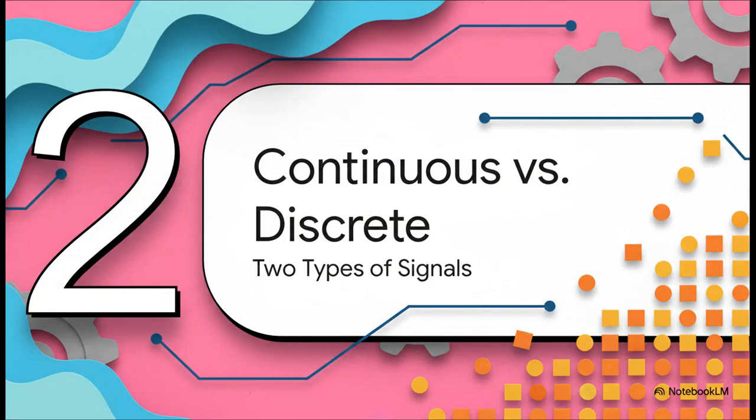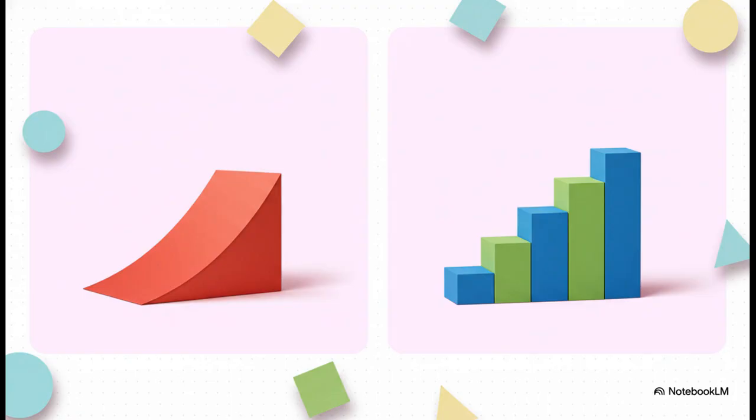Now, this language has two main dialects, or two fundamental types. If we want to understand how we actually manipulate information, we've got to know the difference between what we call continuous and discrete signals. Here's the deal. A continuous signal is a smooth, unbroken flow of information. It's defined at every single instant. Think of it like a ramp. A discrete signal, on the other hand, is more like a staircase. It's just a series of individual snapshots defined only at very specific points in time.